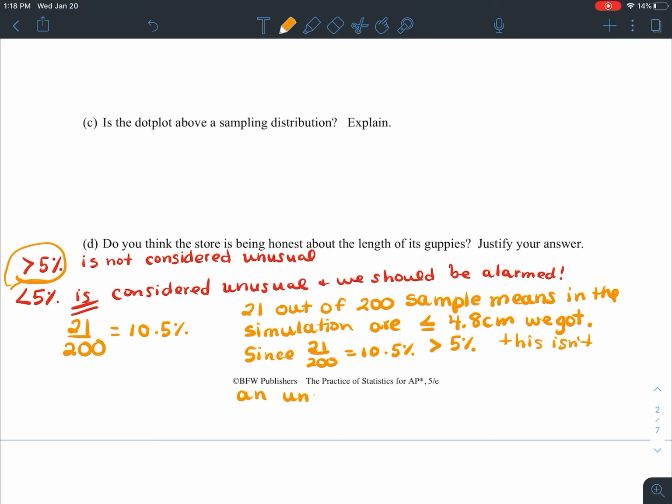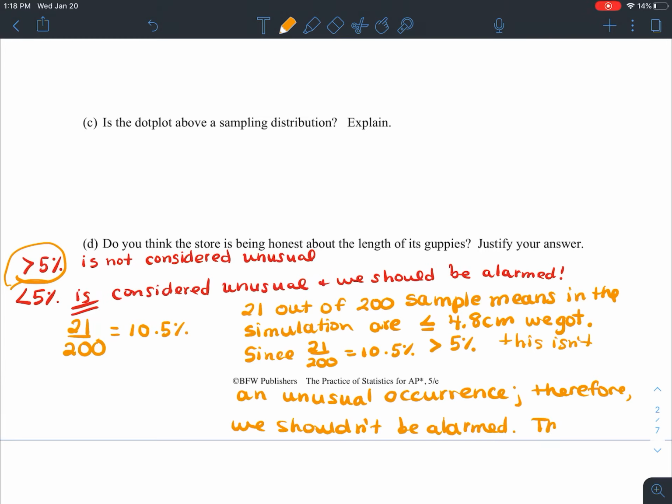this isn't, you can either say an unusual or an unlikely occurrence. It's not an unusual occurrence. Therefore, we shouldn't be alarmed. The store is likely being honest. Okay.